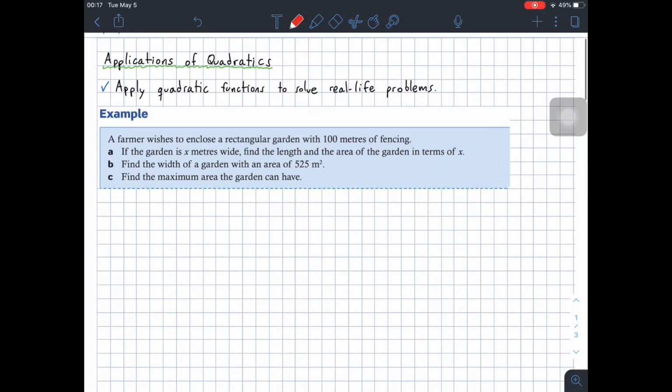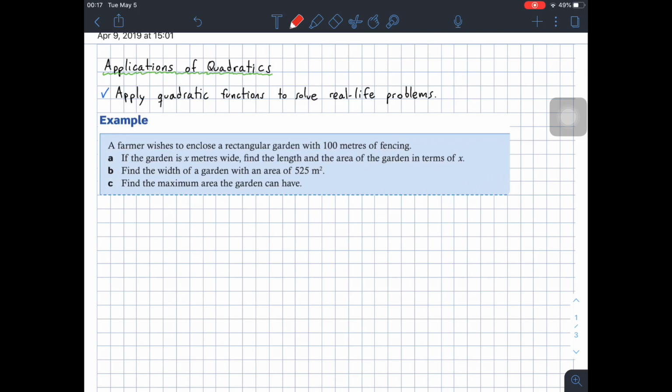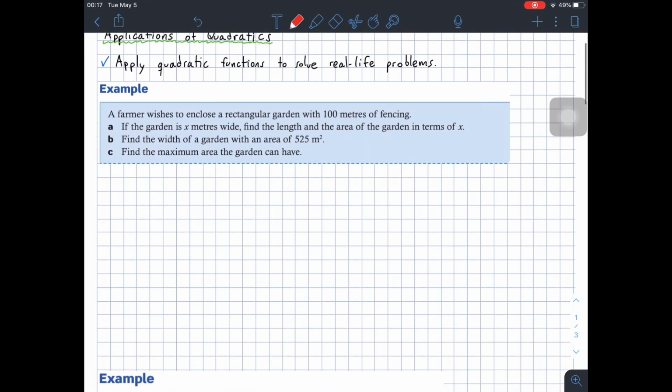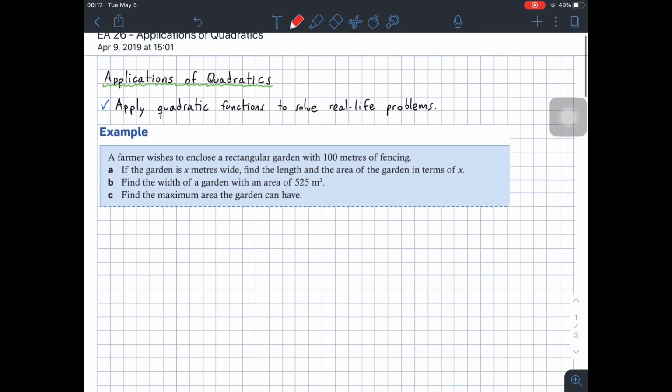So, applications of quadratics. The objective for the class is to apply quadratic functions to solve real-life problems. After this class, we're gonna do some practice exercises with real IB exercises about this topic, and then we're probably gonna have a short formative test before moving on into a new topic.